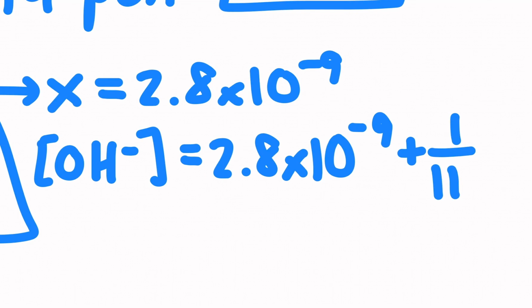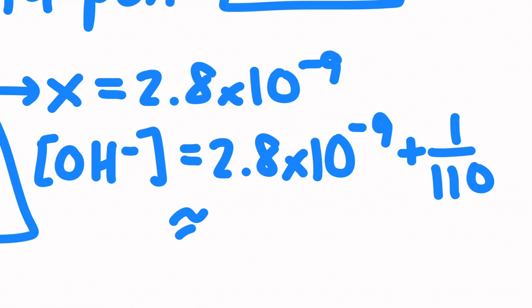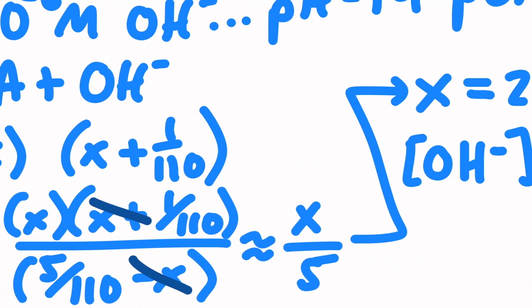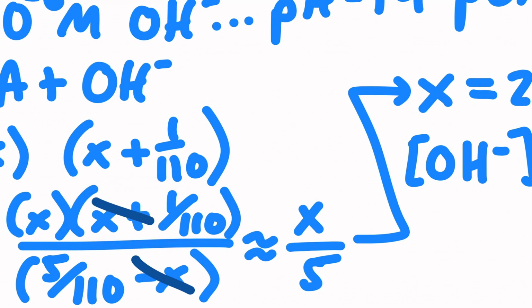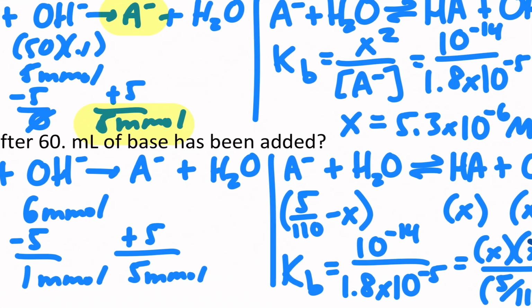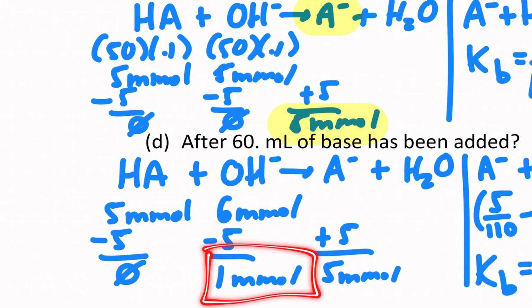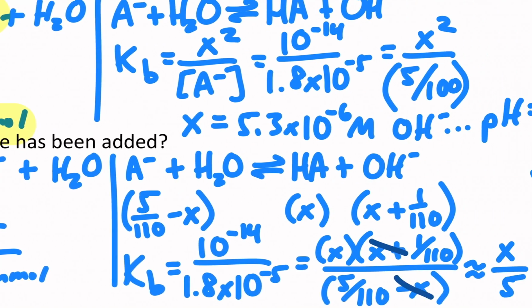1 over 110. Now 1 over 110 may not sound like a lot, but it's a lot bigger than this number. So this just equals 1 over 110. In fact, we already made that assumption back here, and it's a safe assumption. That X value is indeed negligible compared to 1 over 110. So we went through a lot of work for nothing. We don't even care about this little bit of A minus. The pH is only going to be based on that excess hydroxide.